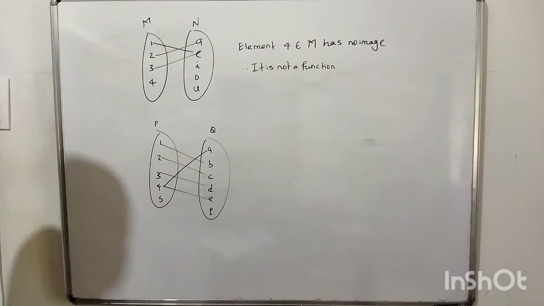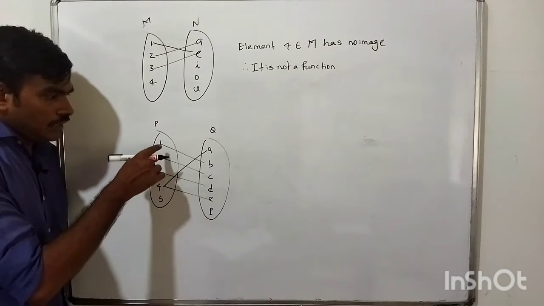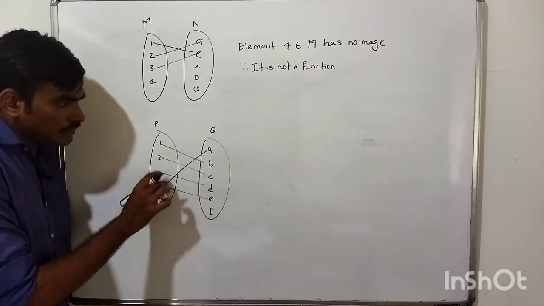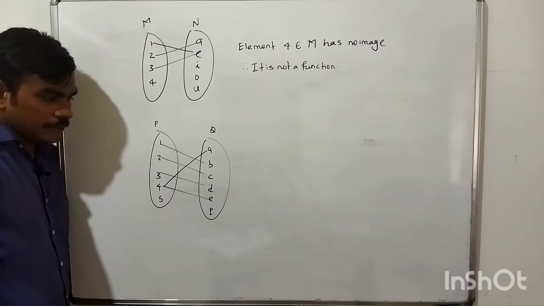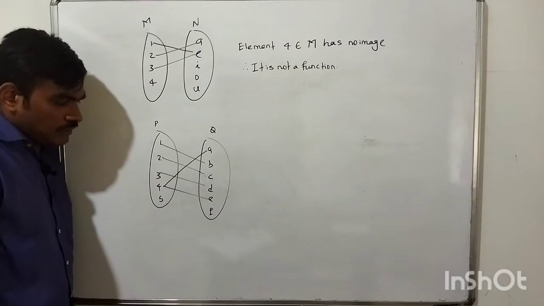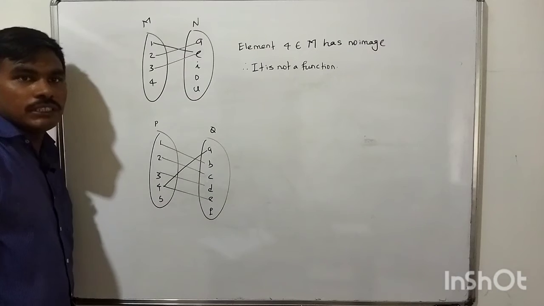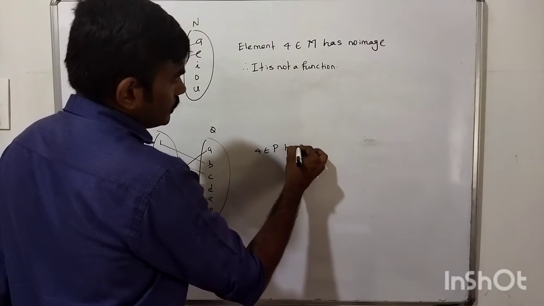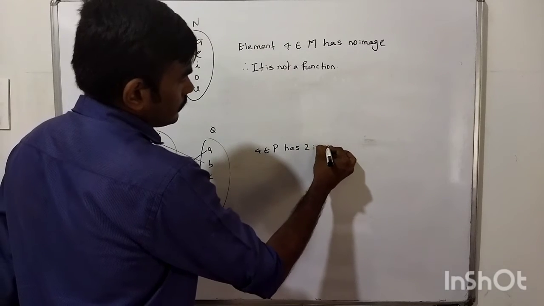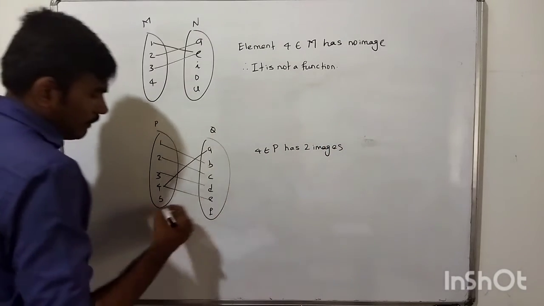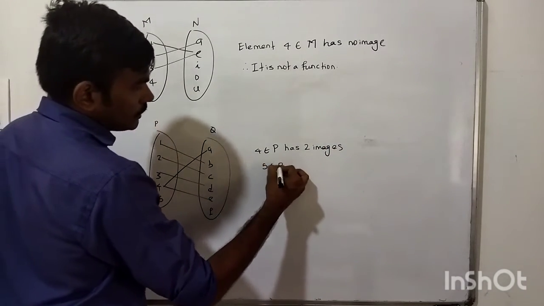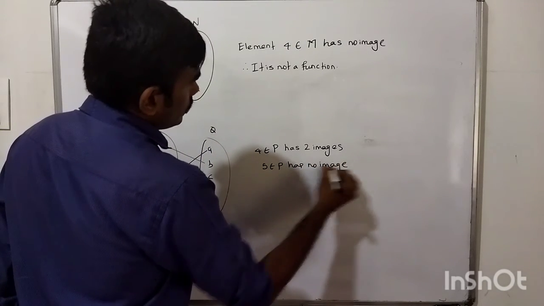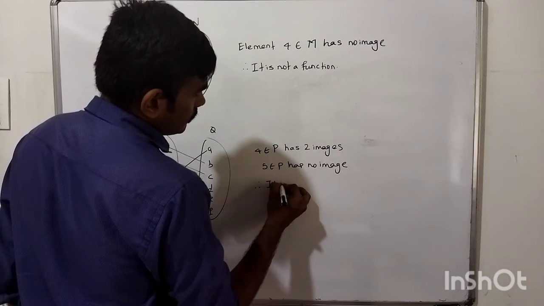Now you tell. See, first of all, element 1 has one image, 2 has one image, 3 has one image, but 4 has two images. So this cannot be said as a function because 4 has two images and 5 has no image. Element 4 belonging to P has two images, and element 5 belonging to P has no image. So it is not a function.